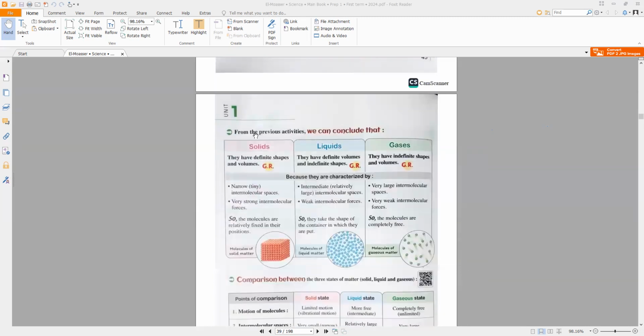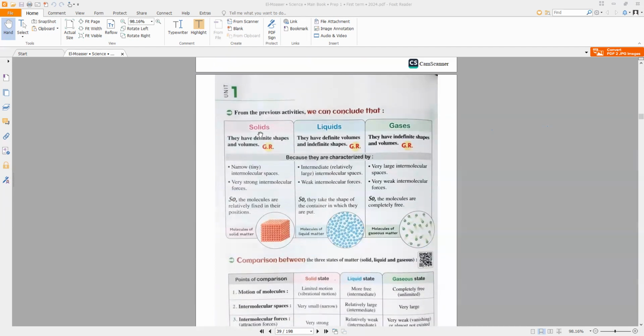So let's make a comparison between the three states of matter: solid, liquid, gas. Number one, in the comparison, solid has definite volume and definite shape. Liquid has definite volume and indefinite shape. Gas has indefinite volume and indefinite shape. Number one, why does solid have definite volume and definite shape?